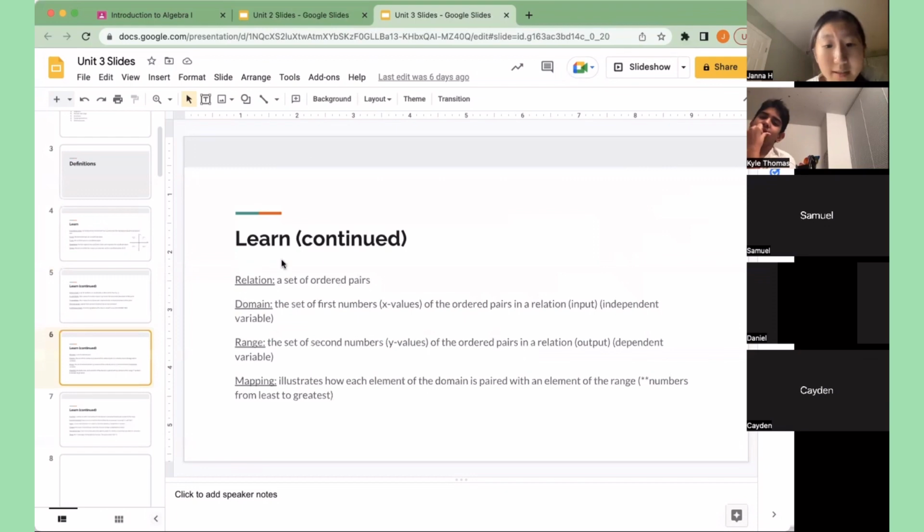A relation is a set of ordered pairs. And we'll get into that next. It's just multiple ordered pairs. A domain is the set of the first numbers or x values of the ordered pairs in a relation. And this is also known as the input in a function or an independent variable. And the range is the second number, so the y values of the ordered pairs in a relation, and it's also known as the output or the dependent variable.